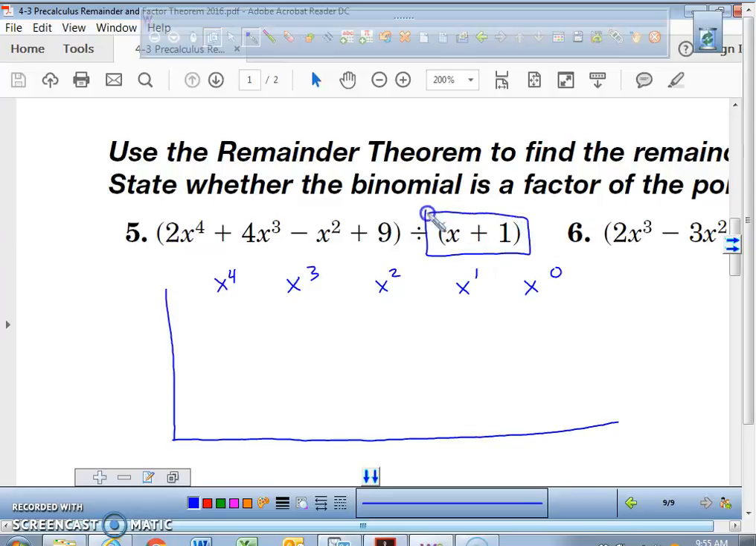If you're testing to see if x plus 1 is a factor, then we're going to put in a negative 1. We're testing this to see if it's going to work, because it's always going to be the opposite. Okay? Right here, you're going to plug in a 2, a 4, a negative 1, a 0, because technically we don't have any x's, and then we're going to finish it with a 9.